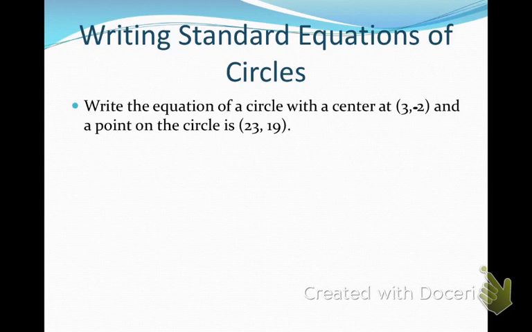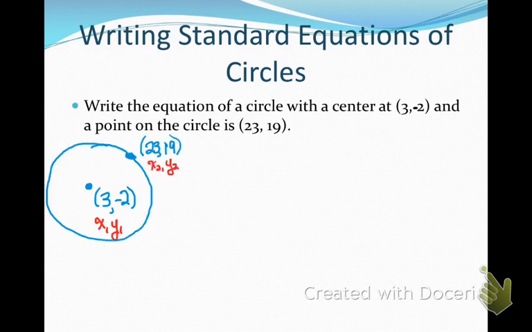Write the equation of a circle with a center at (3, -2) and a point on the circle (23, 19). Well, let's just draw this so we've got a visual. We've got the center of our circle, (3, -2), and then we've got a point on the circle, (23, 19). If I call one of those (x1, y1) and (x2, y2), and it doesn't matter which you call which, I could use the distance formula to find my radius.